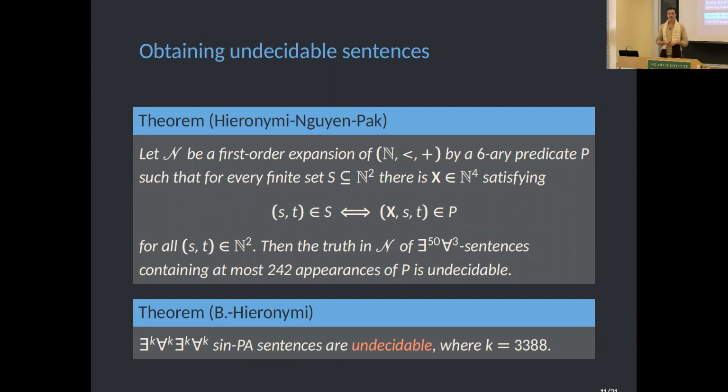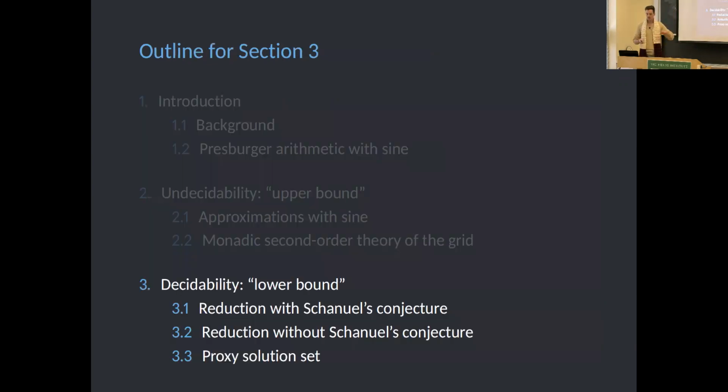Any other questions? Doing okay. Okay, cool. So again, that was the upper bound, the undecidability result. Now on the other hand, we have a decidability result, albeit one that's conditional. And again, we can think of this as a lower bound to this threshold between decidability and undecidability.